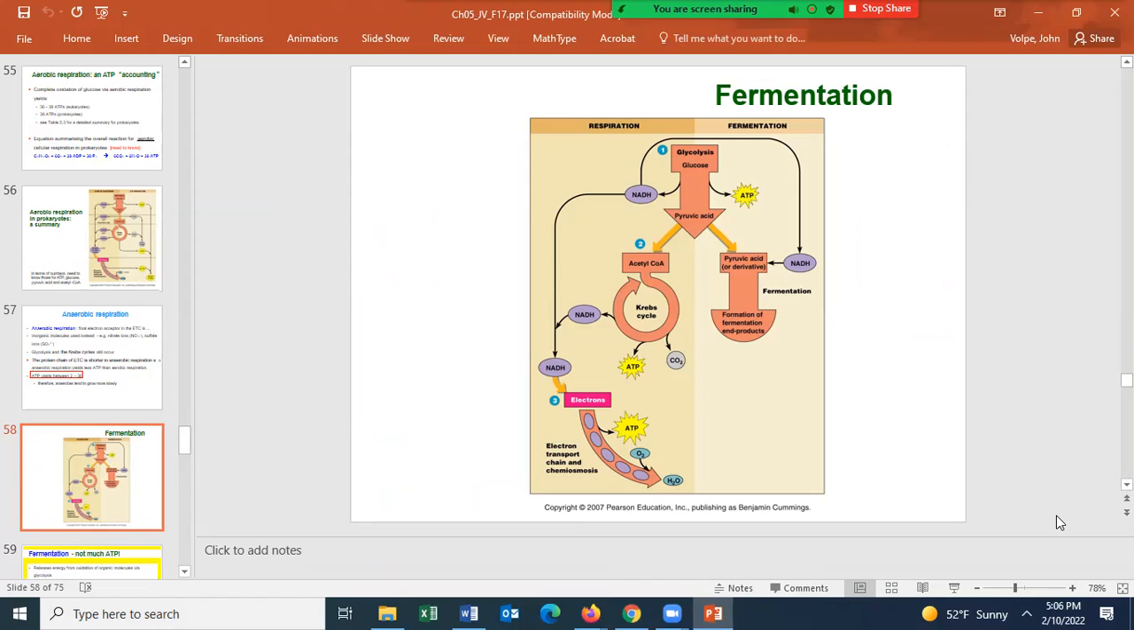All right, this slide is showing you a summary of aerobic respiration and fermentation. Can you guys hear me? I'm talking through my headphone now. Yes. Okay, good.